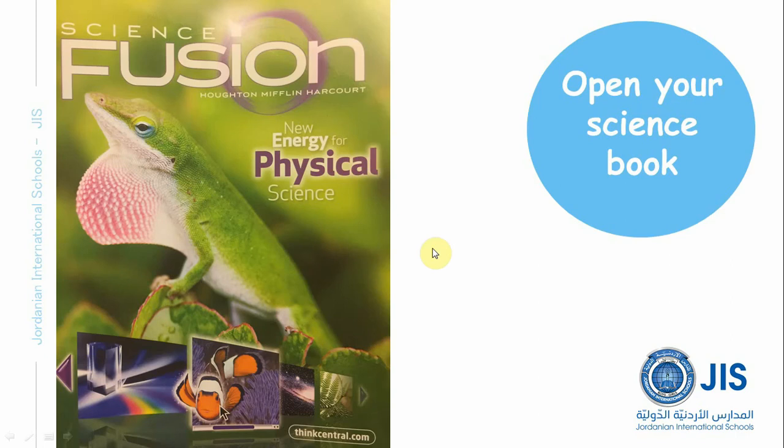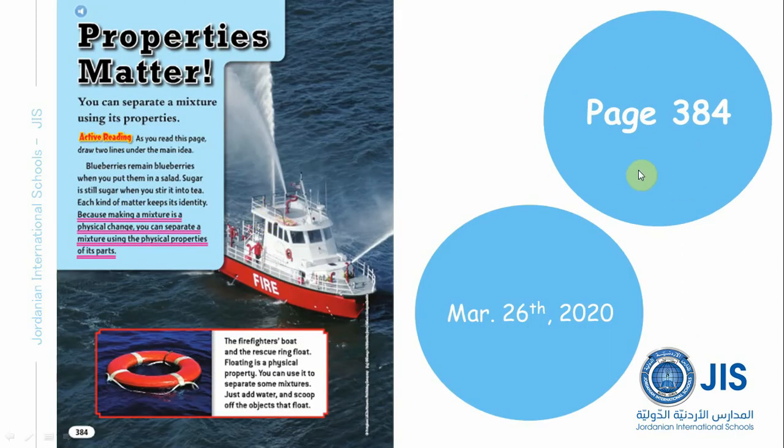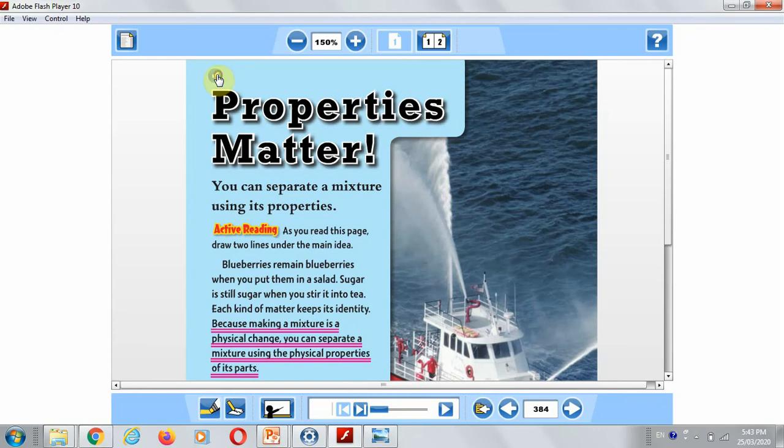Now please open your science book, the physical science book, page 384. Please write the date at the top of both pages, 384, 385. Properties matter. You can separate a mixture using its properties.